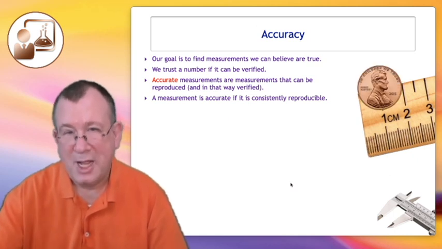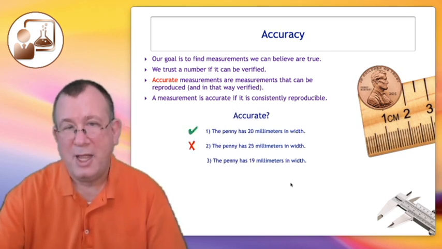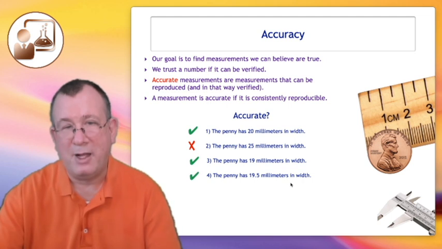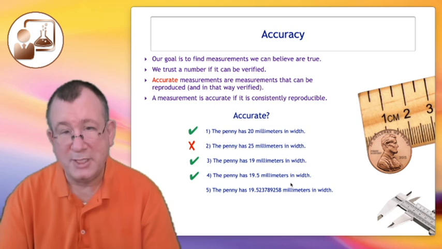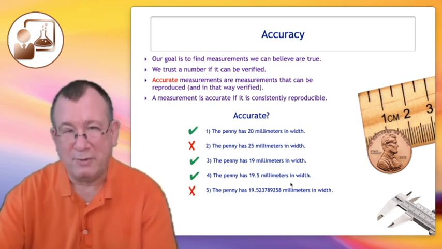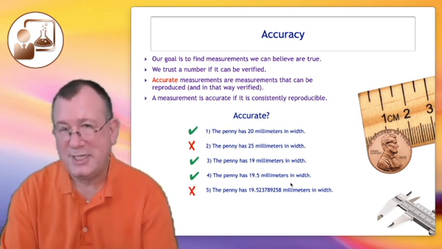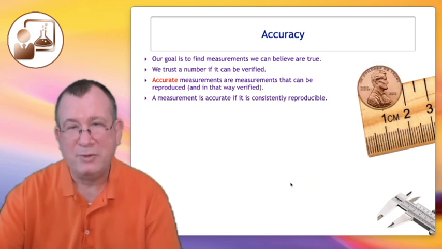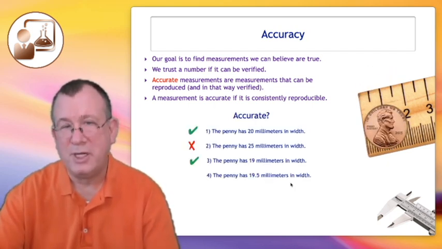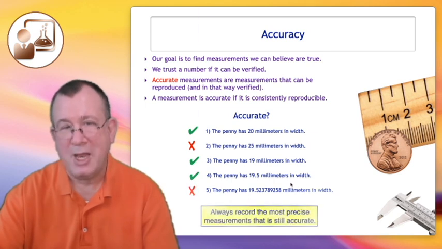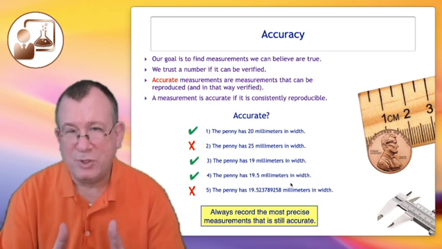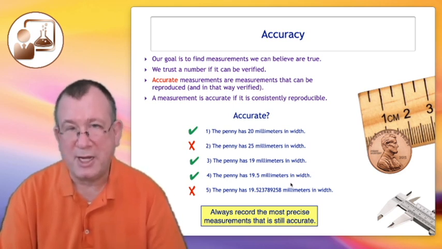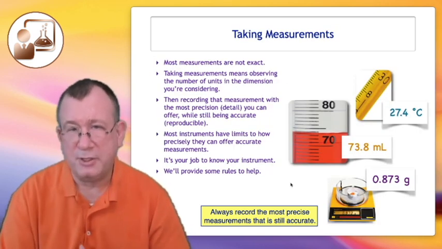It's reproducible. On the other hand, if somebody put down 19.355, what do you think the odds of that being reproducible? Two people getting the same measurement? Okay, that's not accurate. It's not something we can trust. It's just calculator noise on the end of that. Accuracy and precision are both considerations when we talk about taking these measurements. And you are always obliged, when you're in the lab, to take the most precise measurement that is still accurate, that is still reproducible.